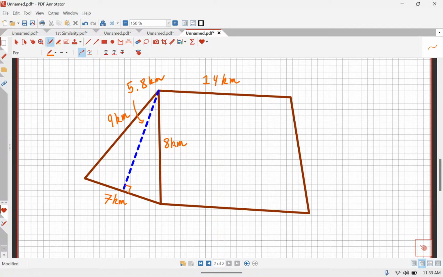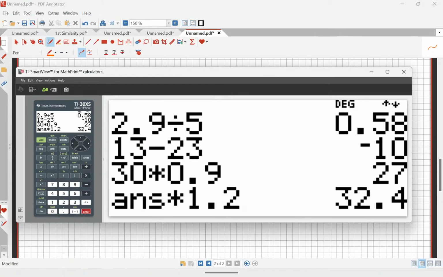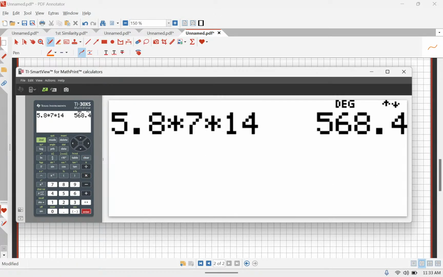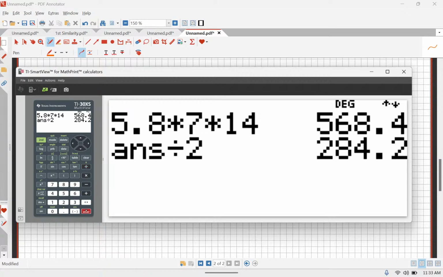Sebastian, were you able to figure this out? Yeah. Okay, tell me what you did. 5.8 times 7 times 14. That makes sense because that's got a right angle there, and then that actually has a secret right angle right there as well. So we would do 5.8 times 7 times 14. And I get 568.4. Is that your final answer? No. Why not? You divide it by 2. Why are we dividing it by 2?